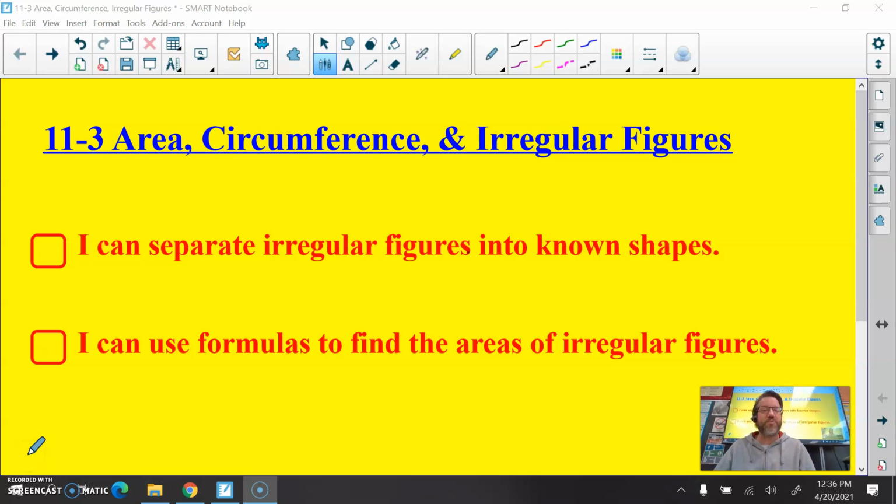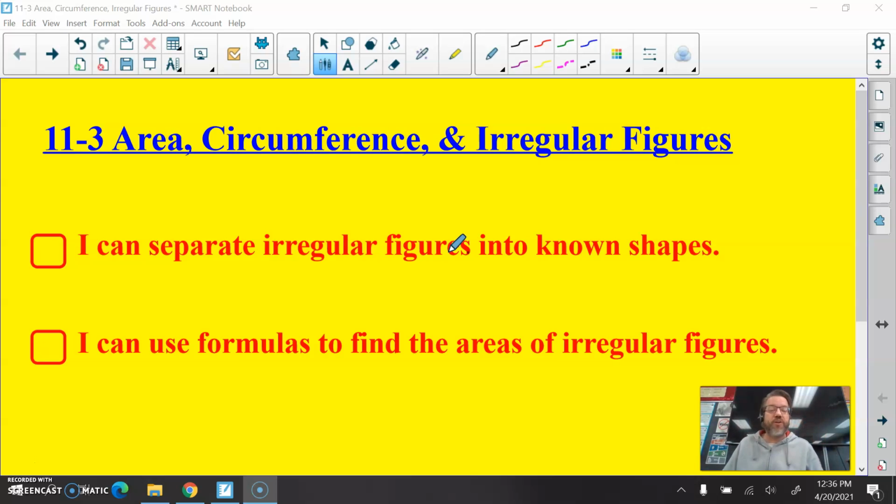Hi everybody, Mr. Wyatt here, and today we're looking at section 3 of topic 11. We're going to be talking about area and circumference. Those are both just reviews because we've already been learning about area and circumference. And then we'll be looking at some irregularly shaped figures too and seeing if we can find their areas.